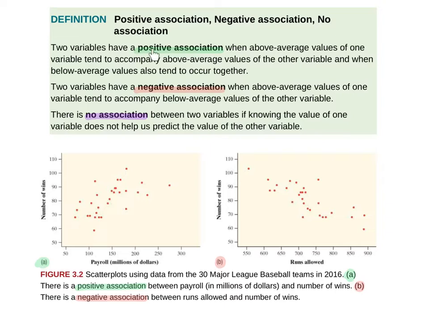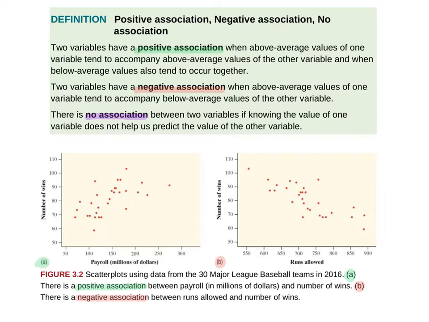2 variables have a positive association when above average values of one variable tend to accompany above average values of the other, and when below average values also tend to occur together. So this is an example of a positive association, and that's of the scatter plot that we just made. So it really is telling you that it has a positive association, which means that teams that spent more money typically won more games.